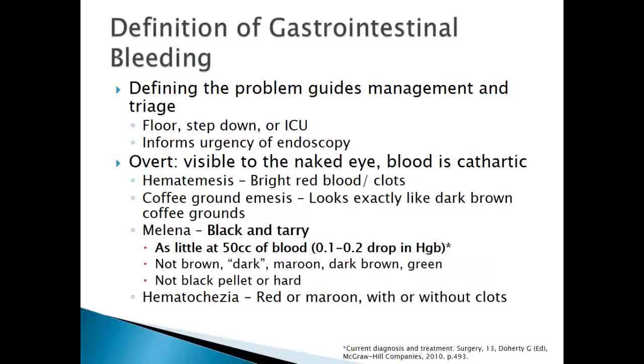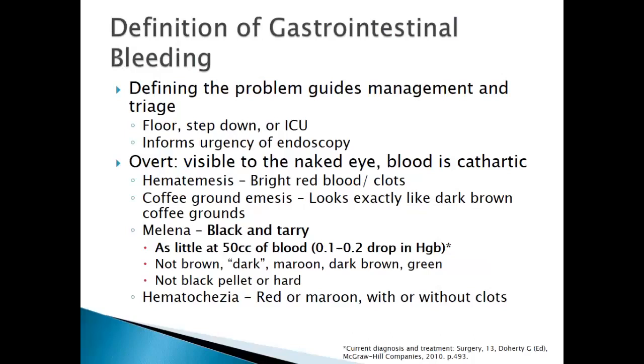So overt bleeding, this is visible to the naked eye, and remember that blood is a cathartic, so no one's going to present with anemia first and overt bleeding later. So you're going to see the anemia after the equilibration process. So you're going to see the blood. Overt bleeding includes hematemesis, which is bright red blood and clots, and I'll show you guys pictures in a minute. Coffee ground emesis, which literally looks like coffee grounds.